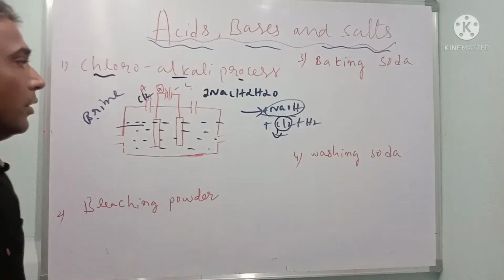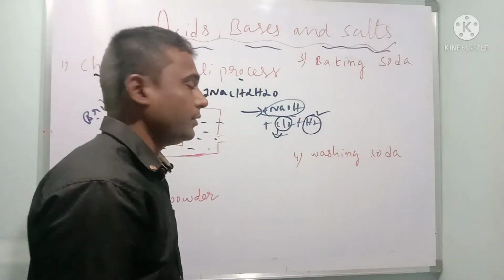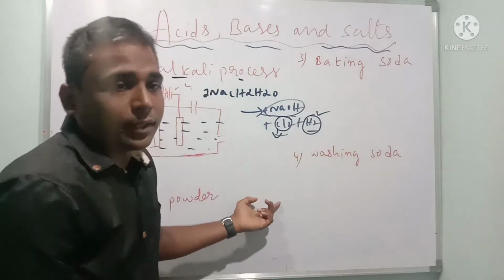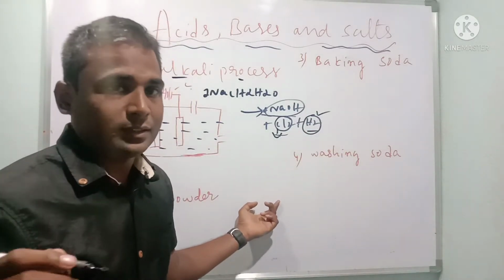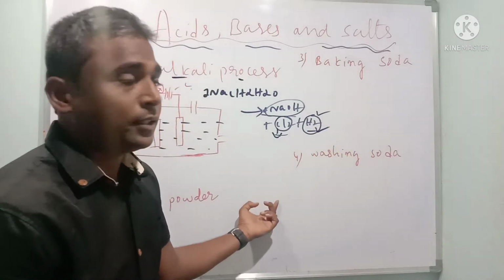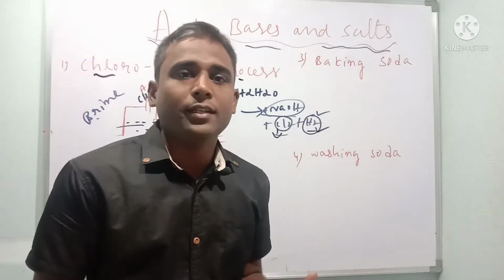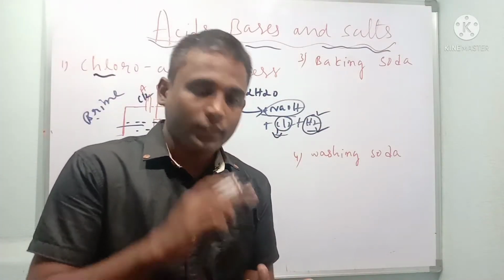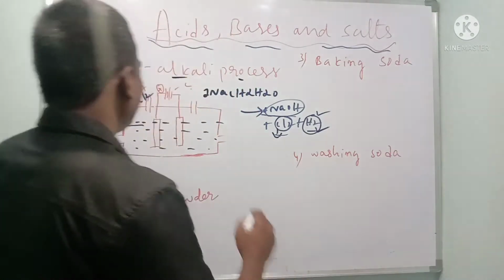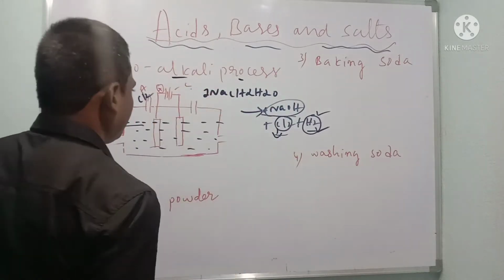Next, hydrogen. It is used as a rocket fuel, because it is a clean gas, and it is also used in fertilizers. After that we come to sodium hydroxide. Very easy, children: it is used in the preparation of soaps, detergents, and degreasing metals. So this is all about the chloroalkali process.